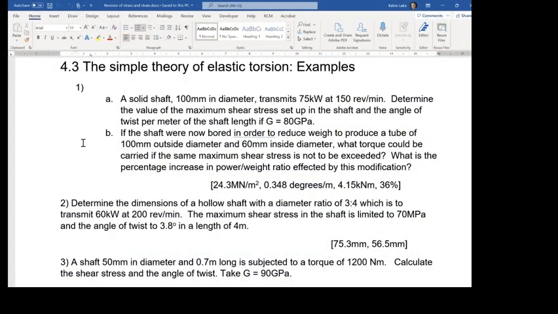Question 2. Determine the dimensions of a hollow shaft with a diameter ratio of 3:4, which is to transmit 60 kilowatts at 200 revolutions per minute. The maximum shear stress in the shaft is limited to 70 megapascals and the angle of twist to 3.8 degrees in a length of 4 meters. Okay, question 2. Now we've got a hollow shaft.